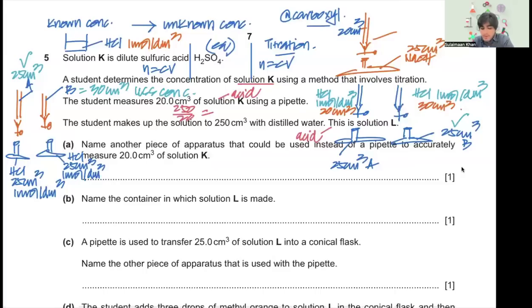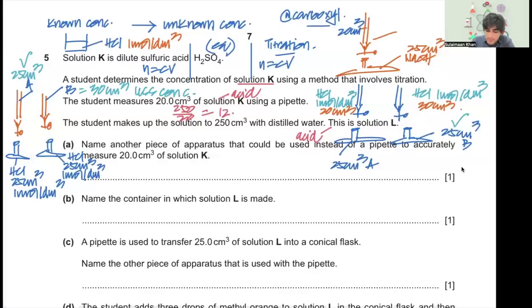What do we get? 250 divided by 20. What do you get? How do we know that K and L are both acid? Because solution K, he said, involves titration. Oh, solution K is dilute sulfuric acid. He said it at the top. That's why we say read the question carefully.